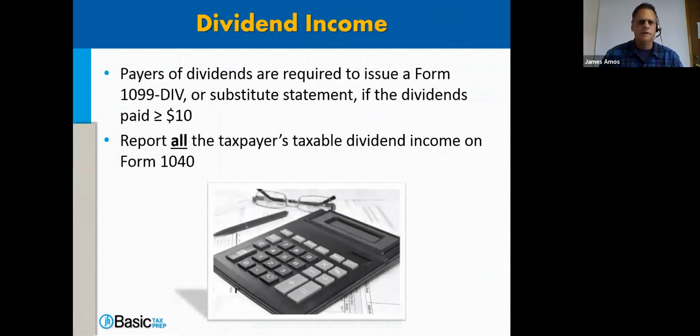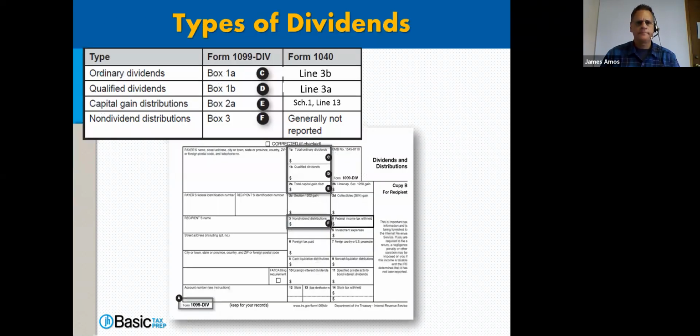Dividend income: payers of dividend income are required to issue a Form 1099-DIV or substitute payment statement if the dividend is equal to or greater than $10. This is the same rule as it was for the interest income. So just remember that if it's equal to or greater than $10, they have to give you a statement. If it's under $10, they don't have to. And you want to always report all dividend income on your 1040.